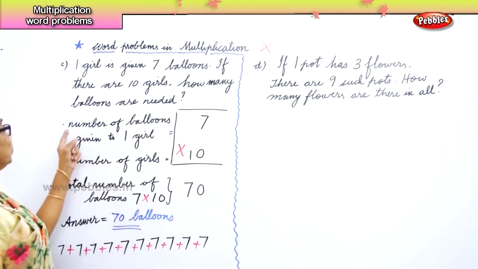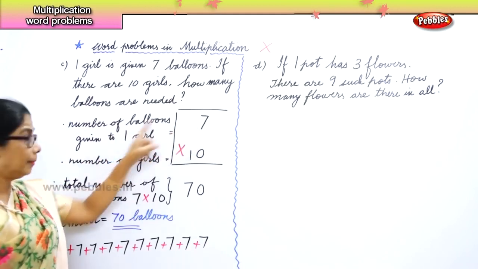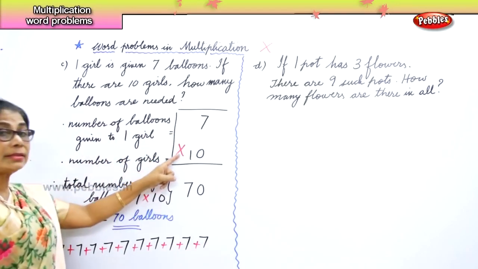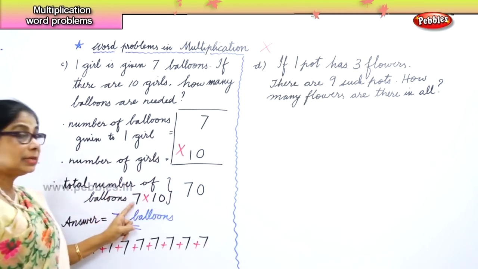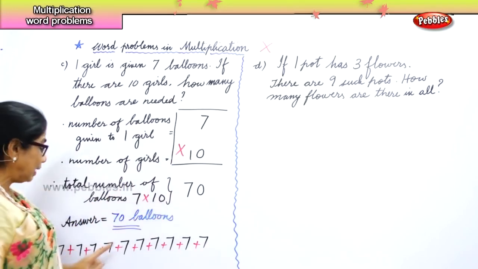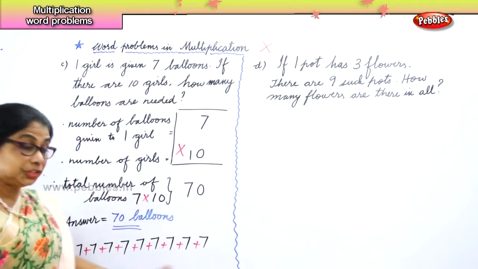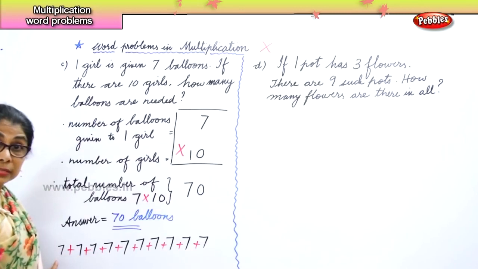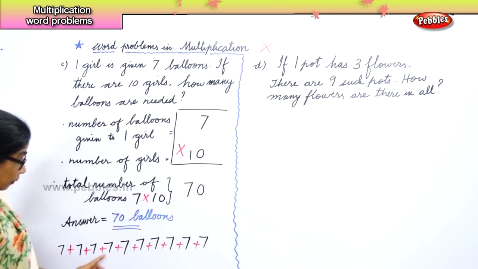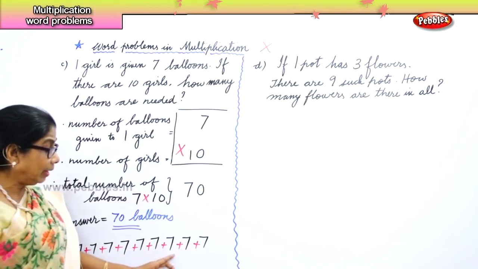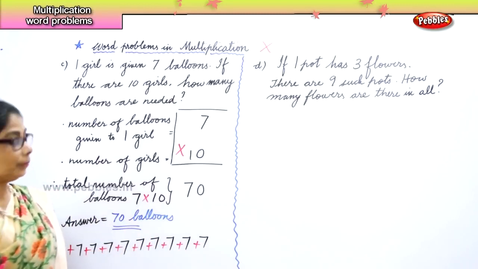You learned how to do it. Number of balloons given to one girl? 7. Number of girls? 10. Therefore, total number of balloons? 7 into 10, 70. Multiplication is repeated addition. One girl is given 7 balloons and there are 10 girls. 10 sevens are 70. Alright.